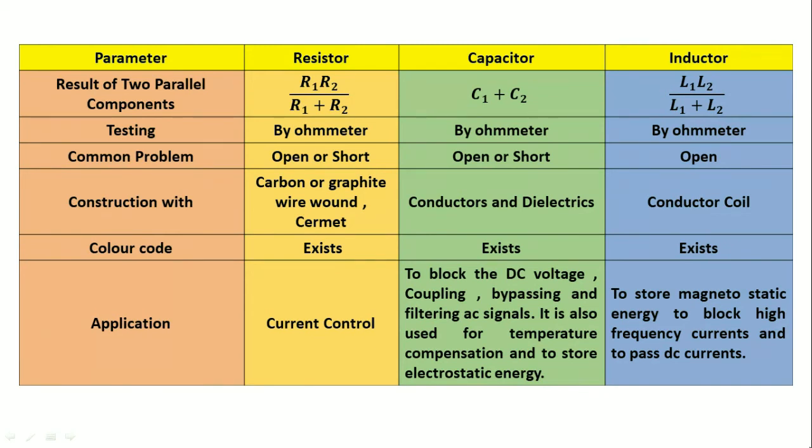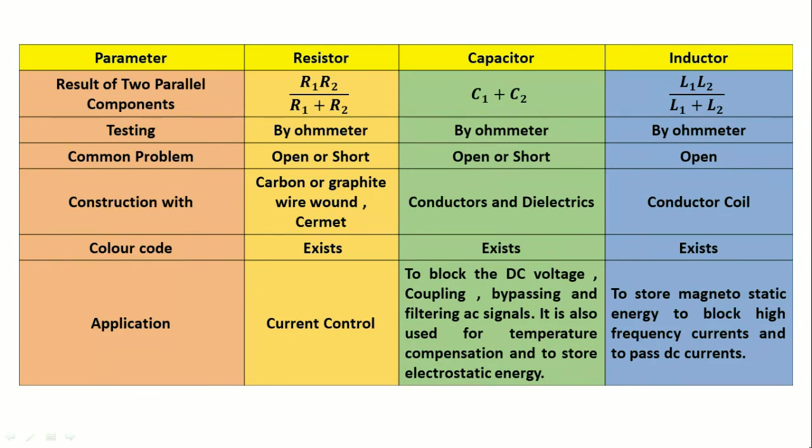Coming to applications, we can use the resistor as a current limiting device. The capacitor generally blocks the DC, and we can use it as a coupling capacitor, as a bypass capacitor, or for filtering AC signals. It is also used as a temperature compensation device in circuits. And the capacitor is used to store electrostatic energy.